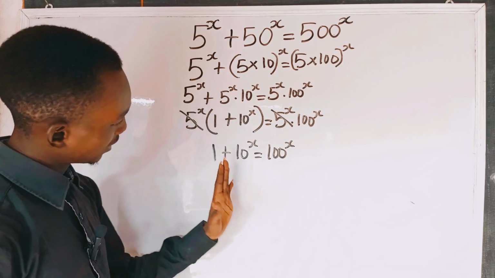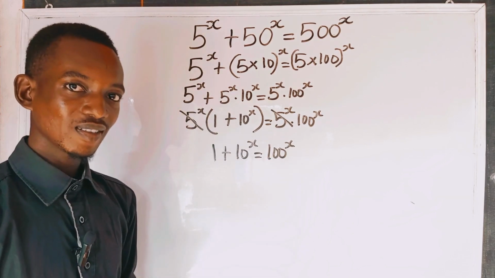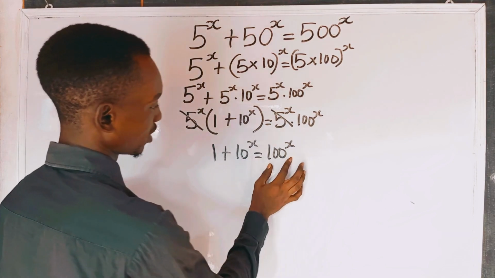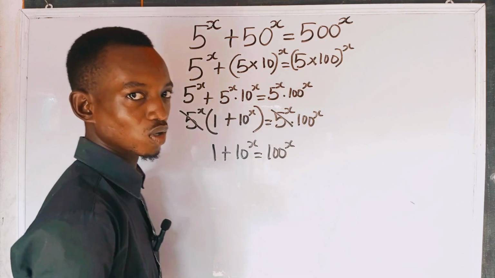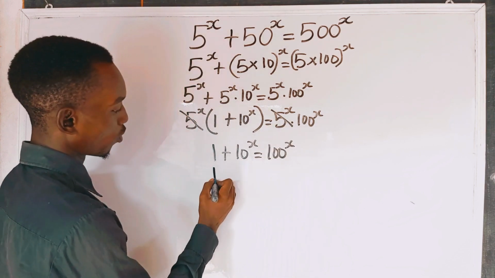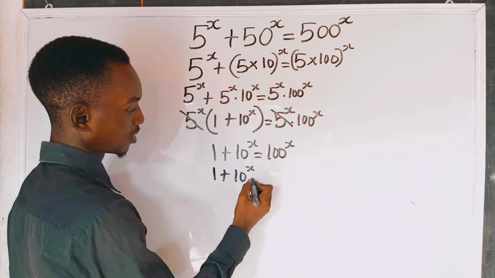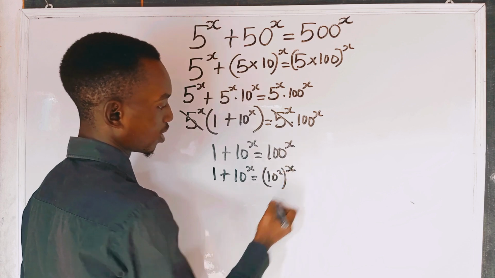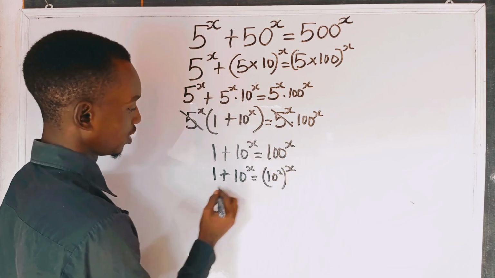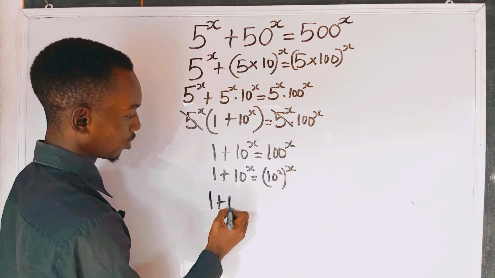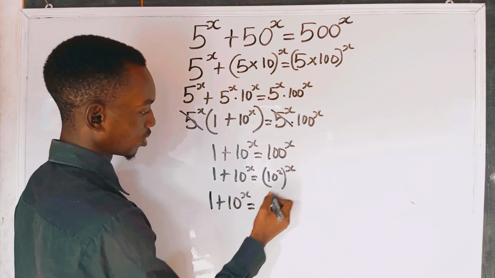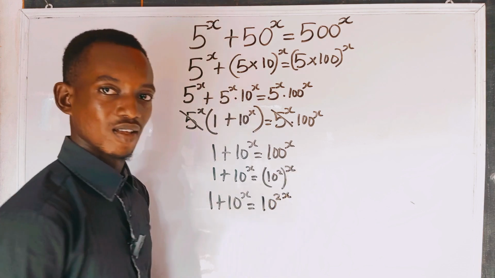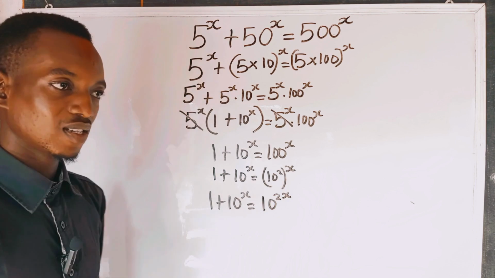Now, I can see another pattern here also. Yeah, you guessed it right. This is also a multiple of 10. We can express this one too as 10 to the power of 2. So here we have 1 plus 10 to the power of x equals 10 to the power of 2, all to the power of x. Now, by the law of indices, we finally have 1 plus 10 to the power of x equals 10 to the power of 2x, we multiply this by x. Very, very nice.